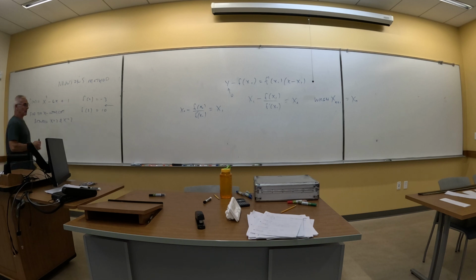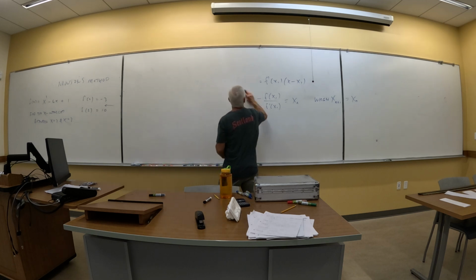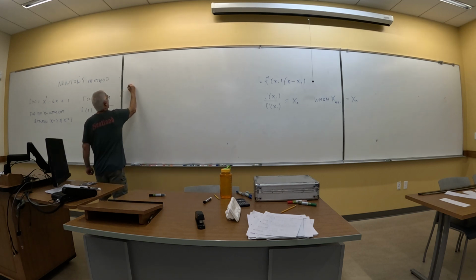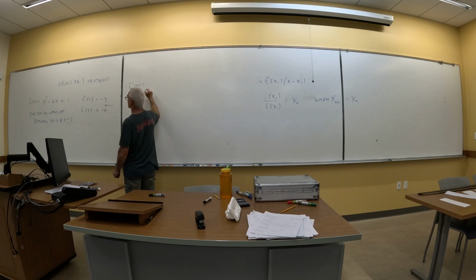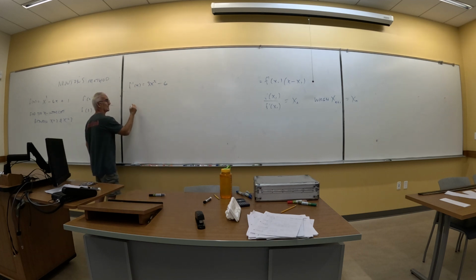So, here's what we do. We have to find the derivative because there's a formula that we're going to generate. I'm going to show you every shortcut that is possible. So I need to find f prime of x. And what will that be? 3x squared minus 6. And here's how we write it.